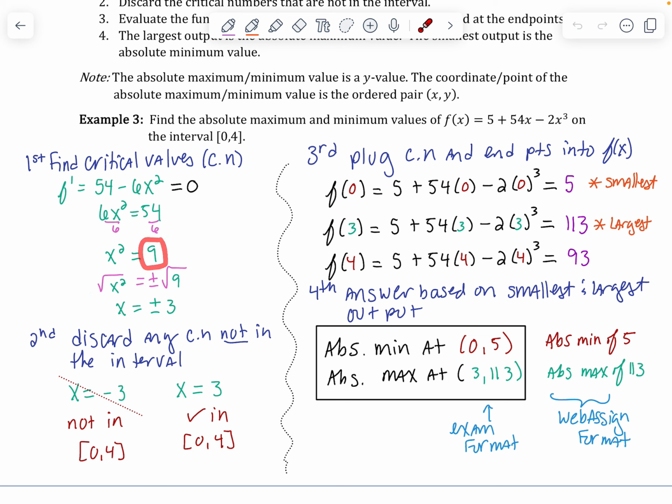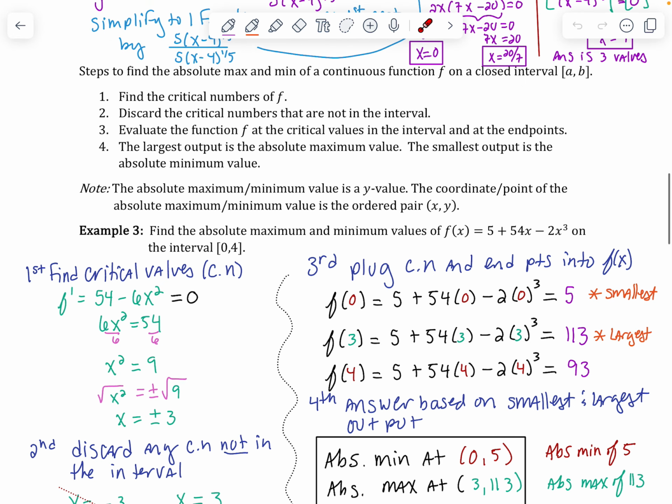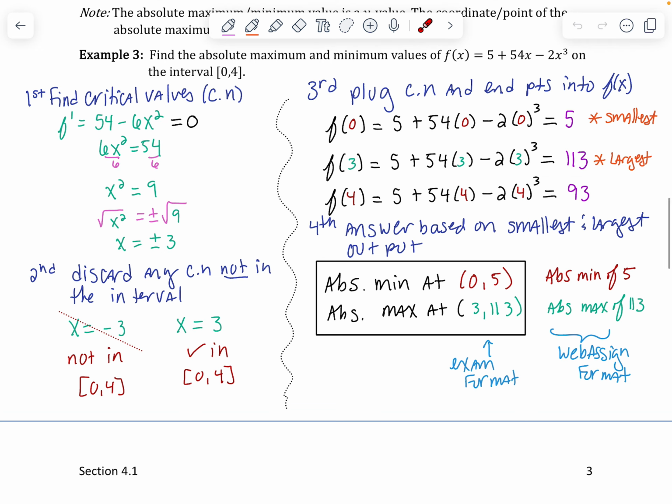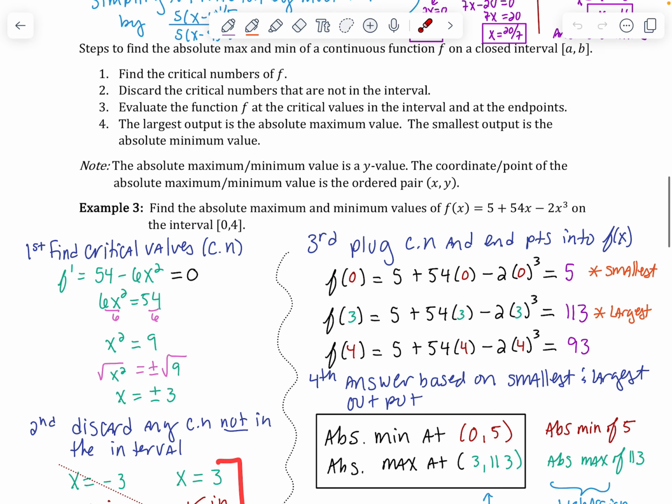But 9, even though you may think of it as 3 squared, I see a 9. I don't see 3 squared. So we have to take plus or minus the square root of 9 to get our 2 critical numbers. But if you remember, step 2 said, make sure you're only using critical numbers that are in your interval. So I need to discard the negative 3. My closed interval was 0 to 4, and negative 3 is not in there, whereas positive 3 is.